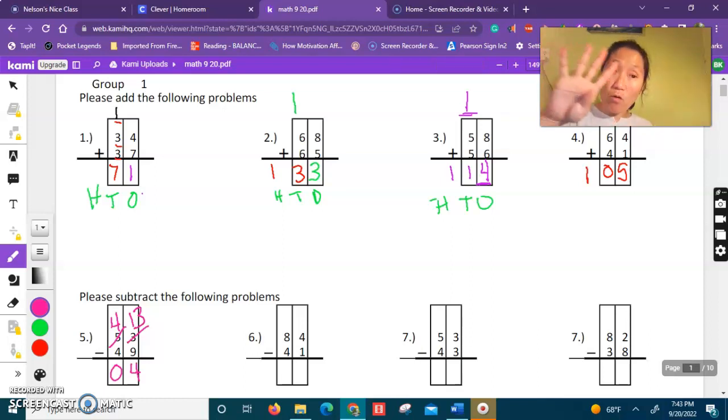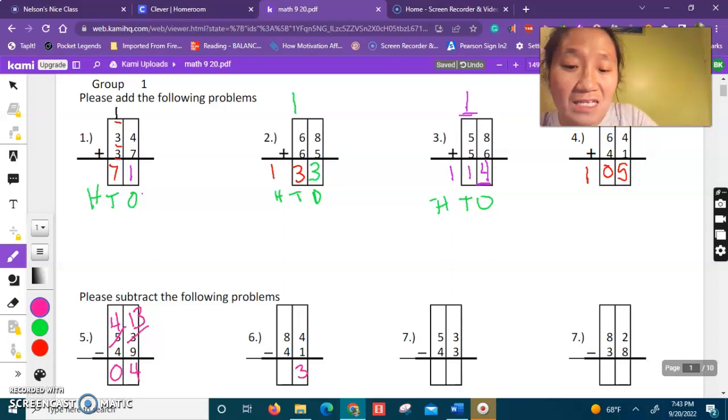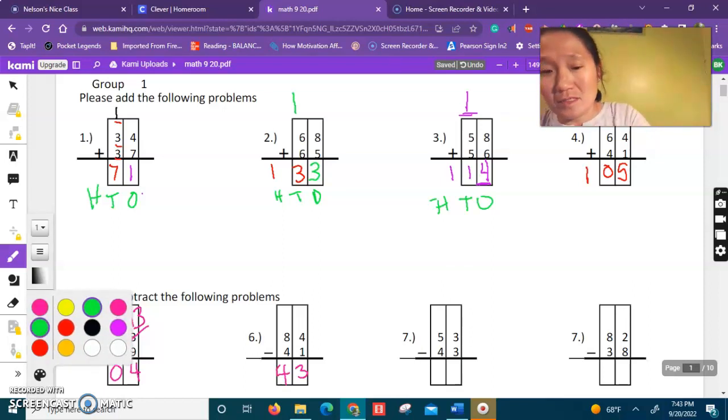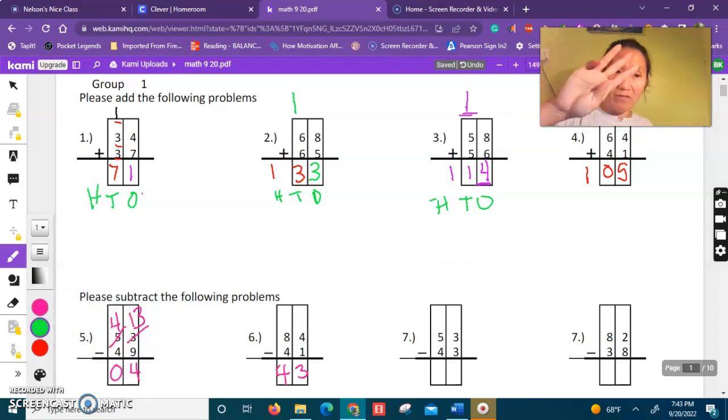Okay. I have 4. Can I take 1 away? I can. That'll leave me with 3. I have 8. If I take 4 away, that leaves me with 4. Some of these problems you will not have to borrow. I have 3, and if I take 3 away, I have nothing. If I have 5 and I take 4 away, I have 1. You don't always have to borrow.